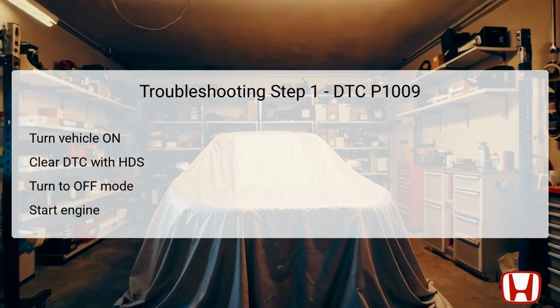Then start the engine and monitor for any pending or confirmed DTCs using the HDS again. If DTC P1009 appears, it confirms a persistent issue within the VTC system that requires further investigation. If it does not appear, it may suggest an intermittent failure, leading to additional diagnostic checks to reproduce the failure conditions under which the code initially set.